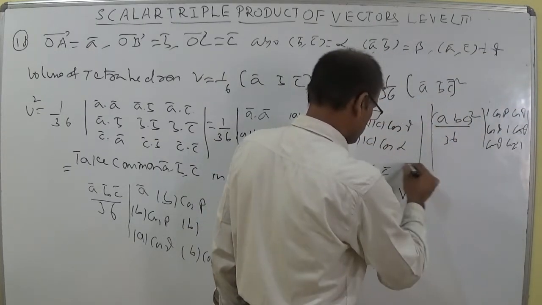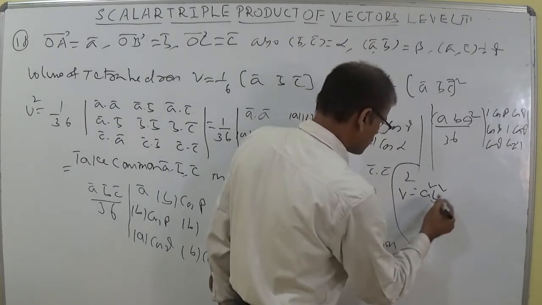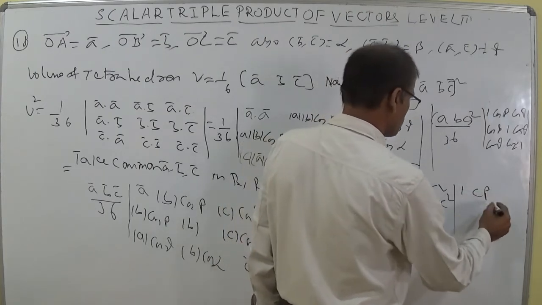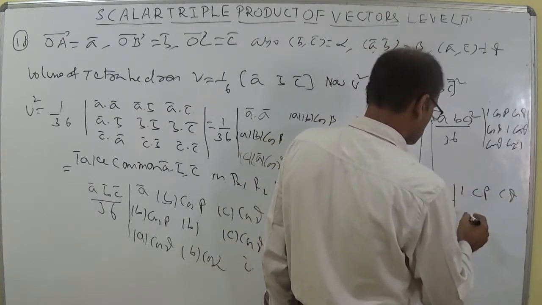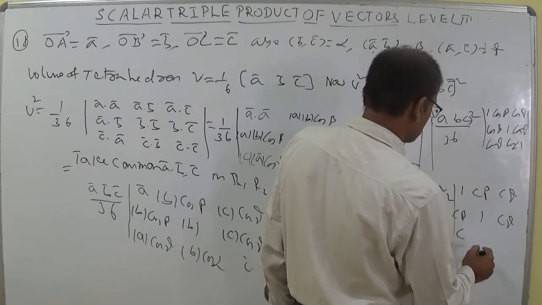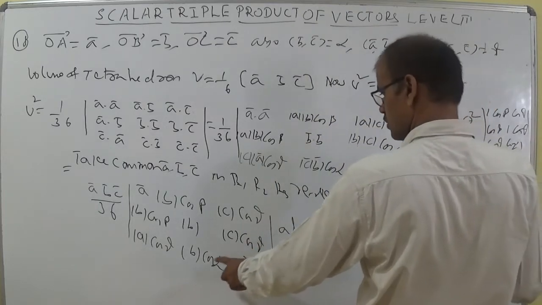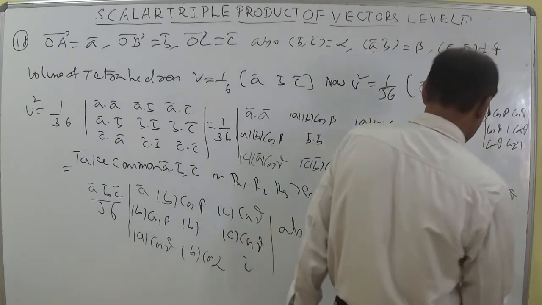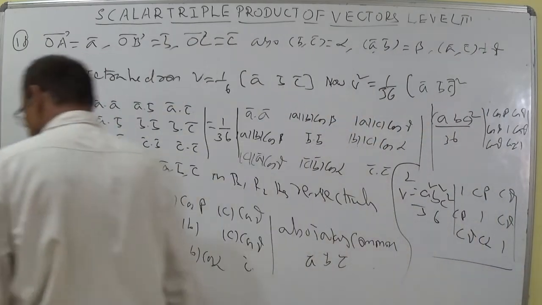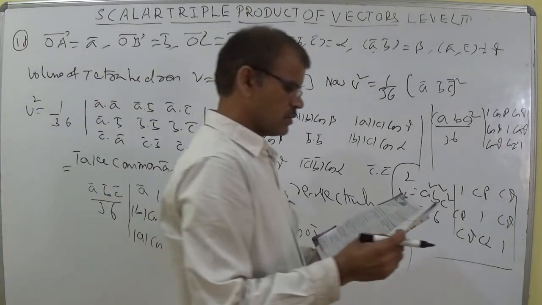So V square is equal to A square, B square, C square by 36 into the determinant with rows 1, cos gamma, cos beta; cos gamma, 1, cos alpha; cos beta, cos alpha, 1. So according to the options, now we got the first option.